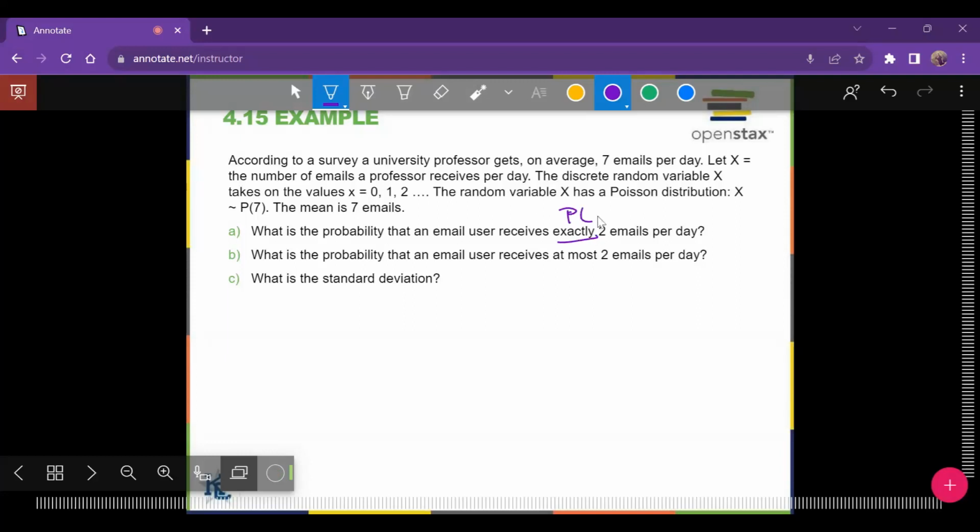So we want the probability that X is equal to 2. The second says at most 2, so we want the probability that X is less than or equal to 2 if it says at most. And then the standard deviation, we know that our standard deviation squared, or as we would call it, our variance, is lambda. So if we want our standard deviation, we would have to take the square root of both sides. So we would do the square root of lambda here to give us our standard deviation. So in this case, that's the square root of 7.